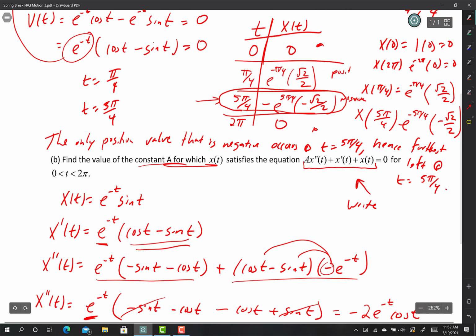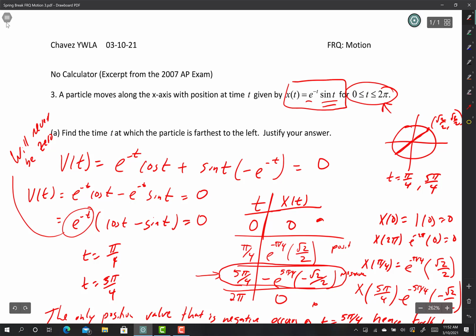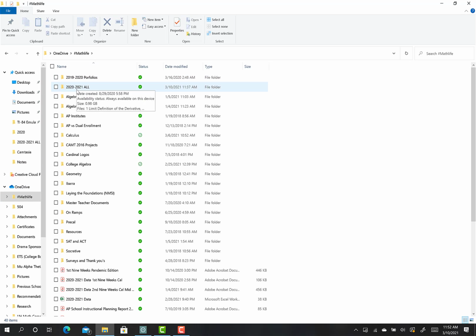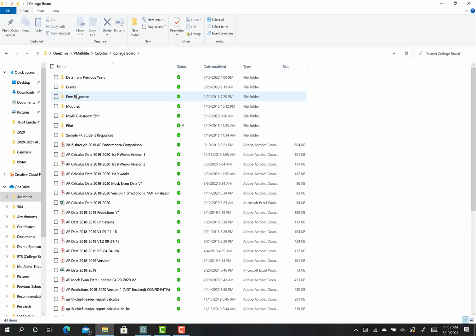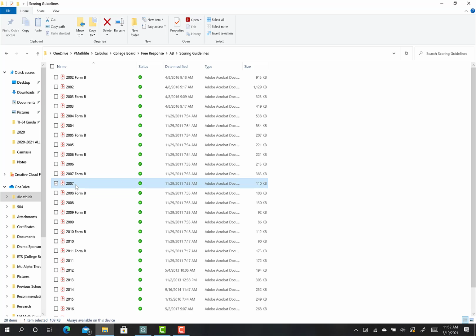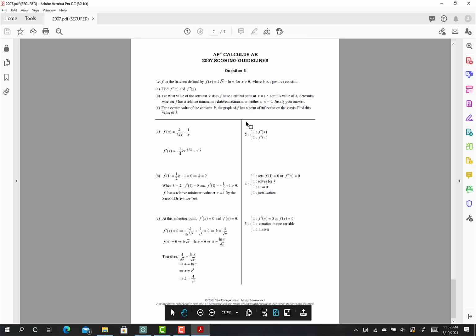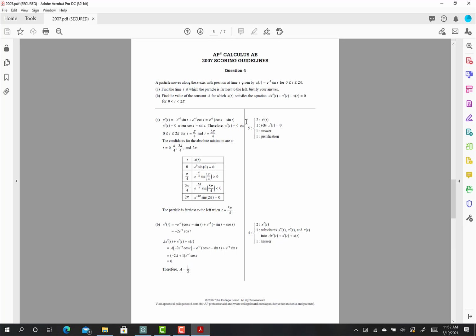All right, let's see how they broke it down. So, like I said, I haven't seen the rubric of this one just yet. 2007. So let's look at that one. 2007, OneDrive, Math Life. All right, here we go. So it was a non-calculator one, so it had to be somewhere here. Here it is, guys.